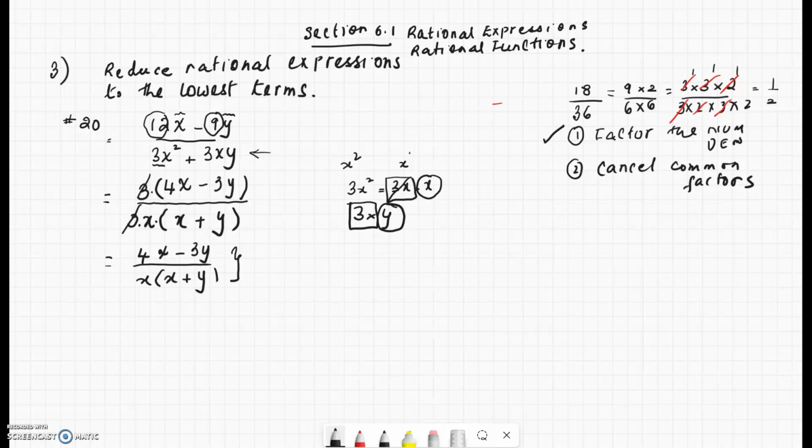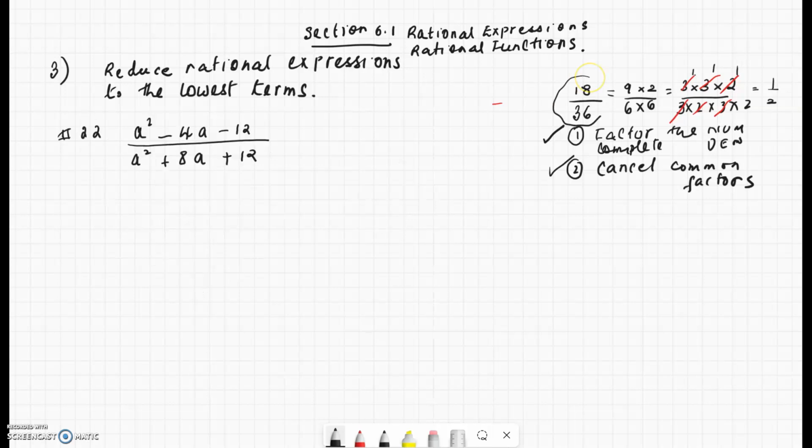So what did we do? Factored the numerator, factored the denominator, and at the end, cancel common factors. So when you factor the numerator and denominator, do a complete factoring. Factor as far as you can, and then cancel the common factors. So what did we do when we had to reduce a fraction or a rational number to the lowest terms? We factor the expression completely, cancel common factors, and we have the rational number or the fraction in the lowest terms.